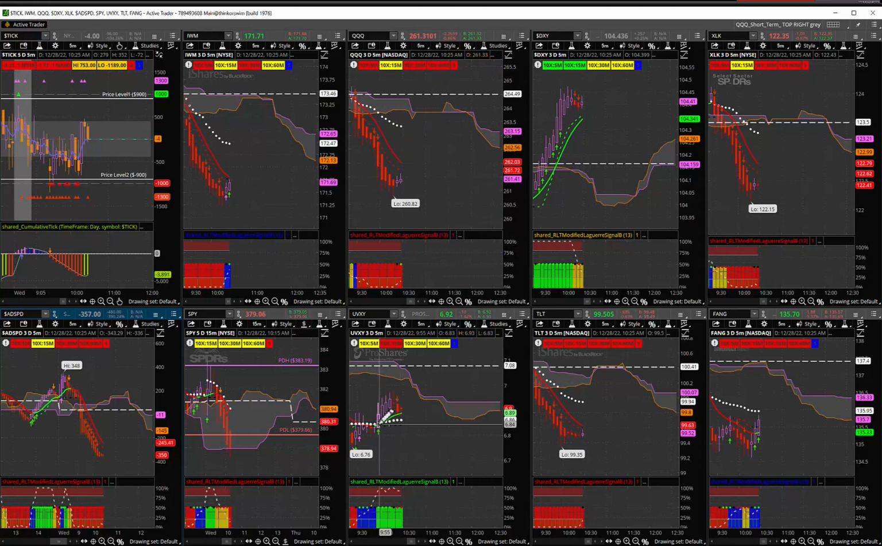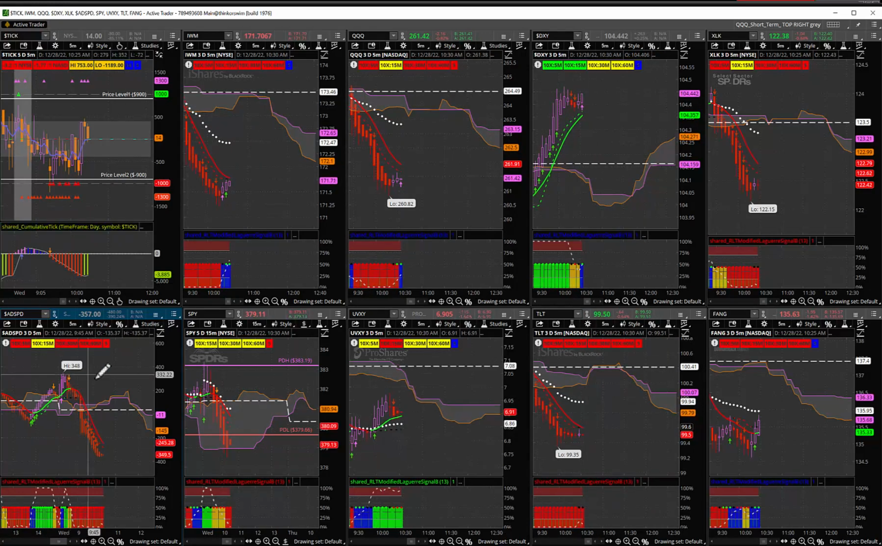UVXY spiked above VWAP. This is volatility. It's all green. The dollar is up and TLT's down. So that's a little conflicting information for me. But overall, this gives me a bearish outlook on the market.